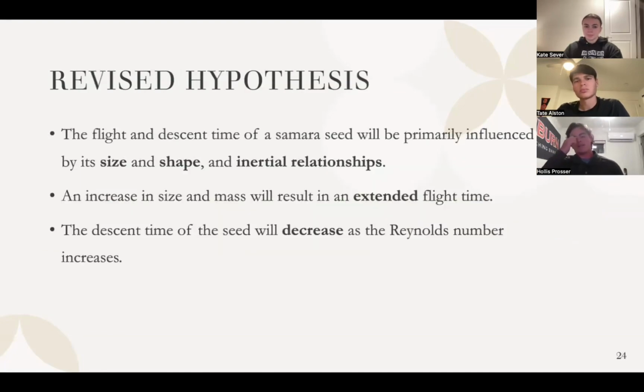Our revised hypothesis following the experiment is that the flight and descent time of a Samara seed will be primarily influenced by its size and shape and its inertial relationships, and that an increase in the size and mass will result in an extended flight time. The descent time of the seed will decrease as the number increases. So essentially, the larger the seed, the longer its flight time, and inversely, the faster it falls, the shorter the flight time.